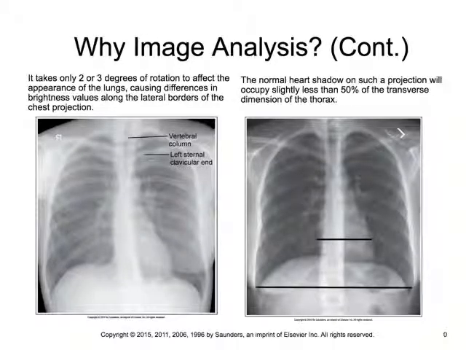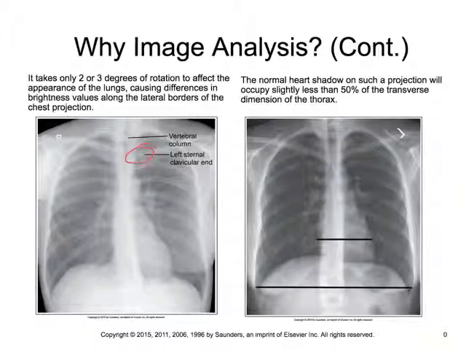So here's a couple of examples of why we do this kind of thing. Just 2 or 3 degrees of rotation can affect the appearance of the lungs and the heart. It can also change brightness values along the borders of the lungs on chest x-rays. If you look at this image on the left, we can see the left sternal end, the clavicular end of the sternum. So the patient is slightly rotated. And one of the ways that we'll determine whether or not people are rotated is we'll look for that sternal end. Can y'all see that right there?